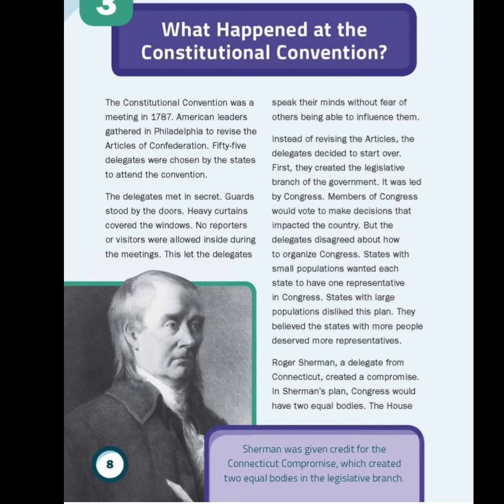What happened at the Constitutional Convention? The Constitutional Convention was a meeting in 1787. American leaders gathered in Philadelphia to revise the Articles of Confederation. 55 delegates were chosen by the states to attend the convention.